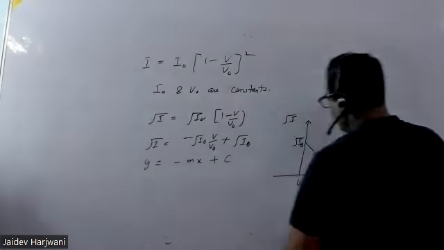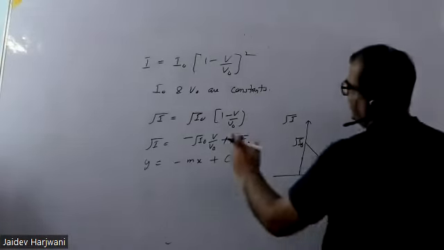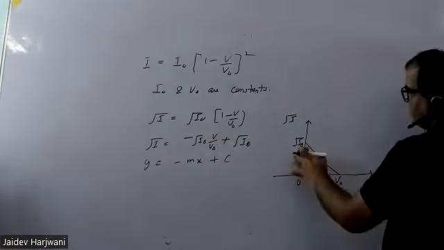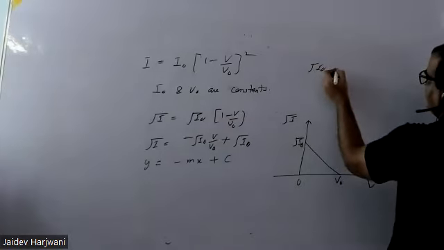So now in the question, they ask how can we find I naught and V naught? So under root I naught is simply the Y intercept.